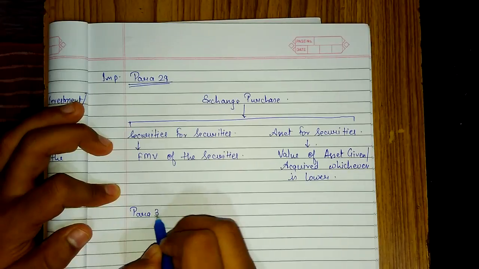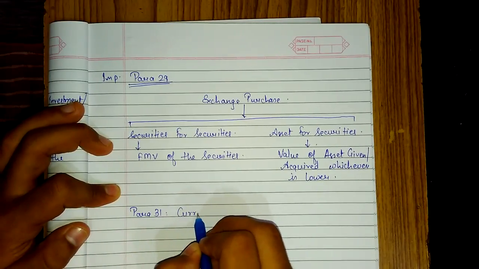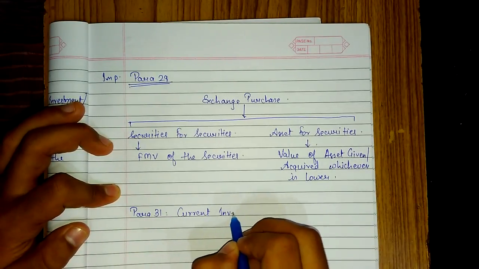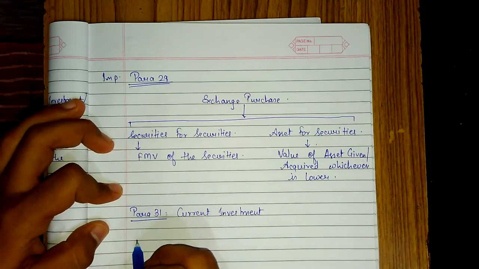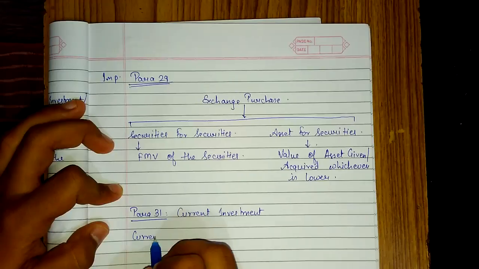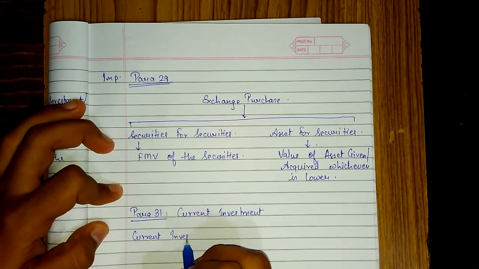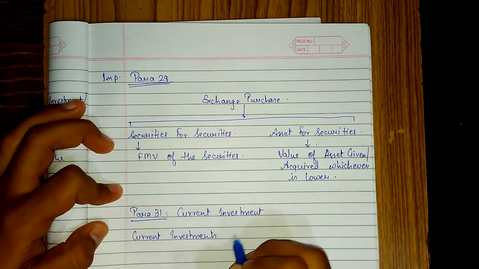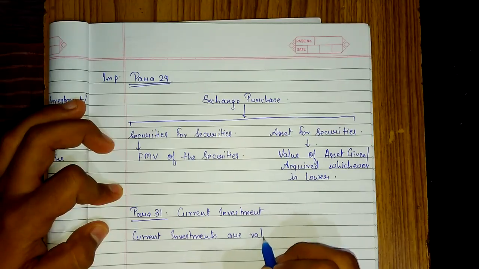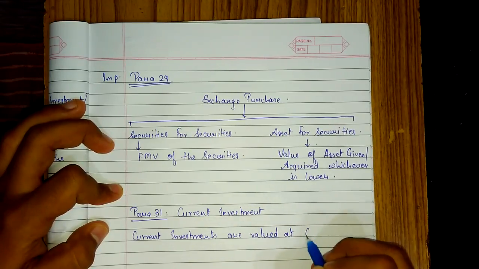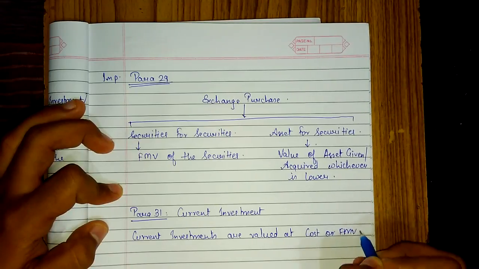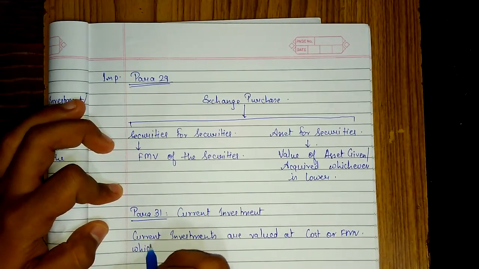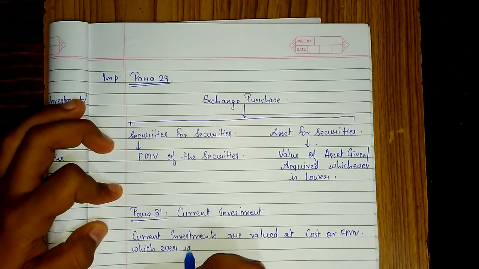Para 31, it is for current investment. What does para 31 say for current investment? It says current investments are valued at cost or FMV, fair market value, whichever is lower.